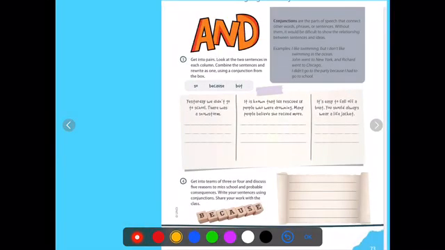All right, let's continue here with page 73. And now here we have the definition for conjunction. Conjunctions are parts of speech that connect other words, phrases, or sentences. Without them, it would be difficult to show the relationship between sentences and ideas. For example, I like swimming, but I don't like swimming in the ocean.